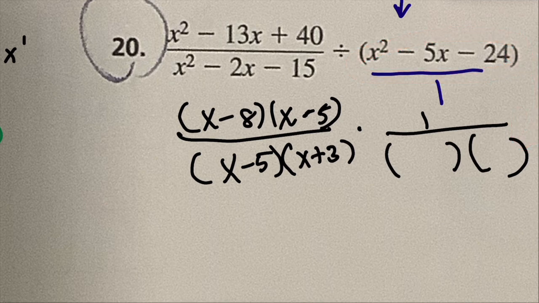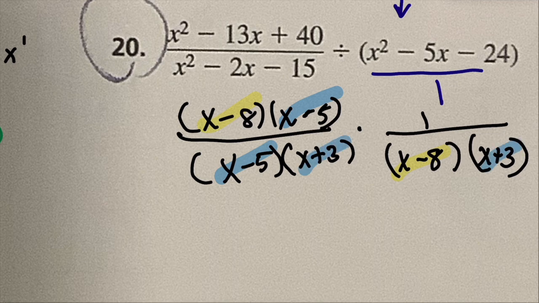So the factors of 24 that have a difference of 5 are 8 and 3. 8 times 3 is 24. So the 8 needs a negative, and the 3 needs a positive. We're going to cancel junk out. 8 and 8 gone. That's a perfect match. X minus 5 gone. Perfect match.